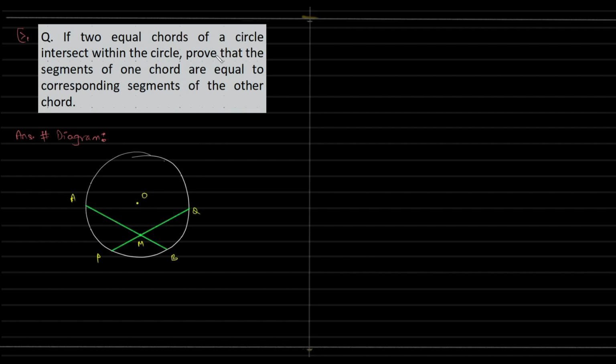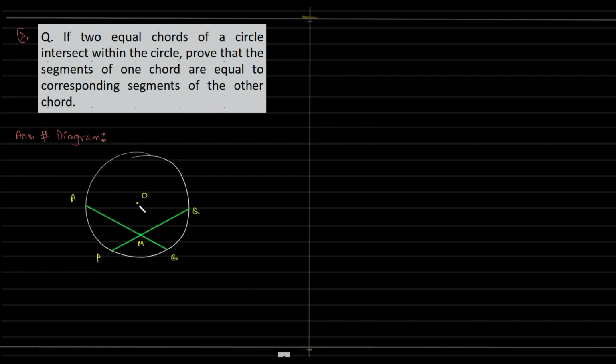This is O. Prove that the segment of one chord are equal to the corresponding segment of the other chord. So what does that mean? Well, we have to prove that AM is equal to MQ and MP is equal to MB. This is what we need to prove. As simple as that. So how do we do this?